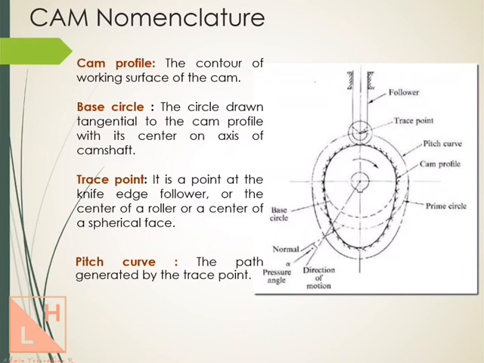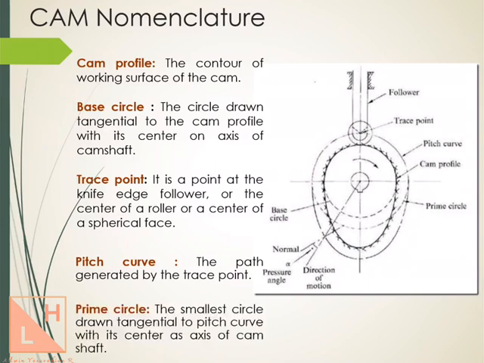Next one is called the pitch curve. The path generated by the trace point is called the pitch curve. So as you see here, for this particular cam profile in this example, the path traced by this trace point is called the pitch curve, as it is named here. Right? So for this cam profile, when the follower is tracing from its trace point, we will get this particular outer curve. This outer curve is called the pitch curve.